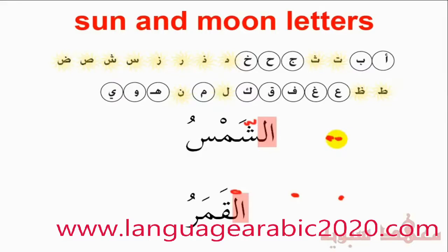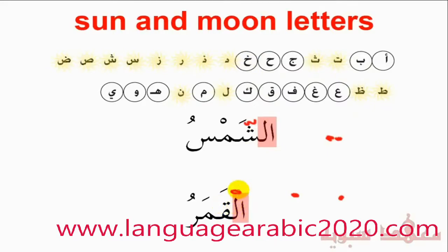And what that means is that these sun letters, the ta, the tha, dal, the ra, zay, and so on, if they come as the first letter of the word after the al is being added, there'll be a shadda on the letter, and the lam will not be pronounced. And similarly, the alif, ba, jim, ha, kha, and so on, if they come after the al of definiteness, they're always pronounced. And the lam is also pronounced, with sukoon.